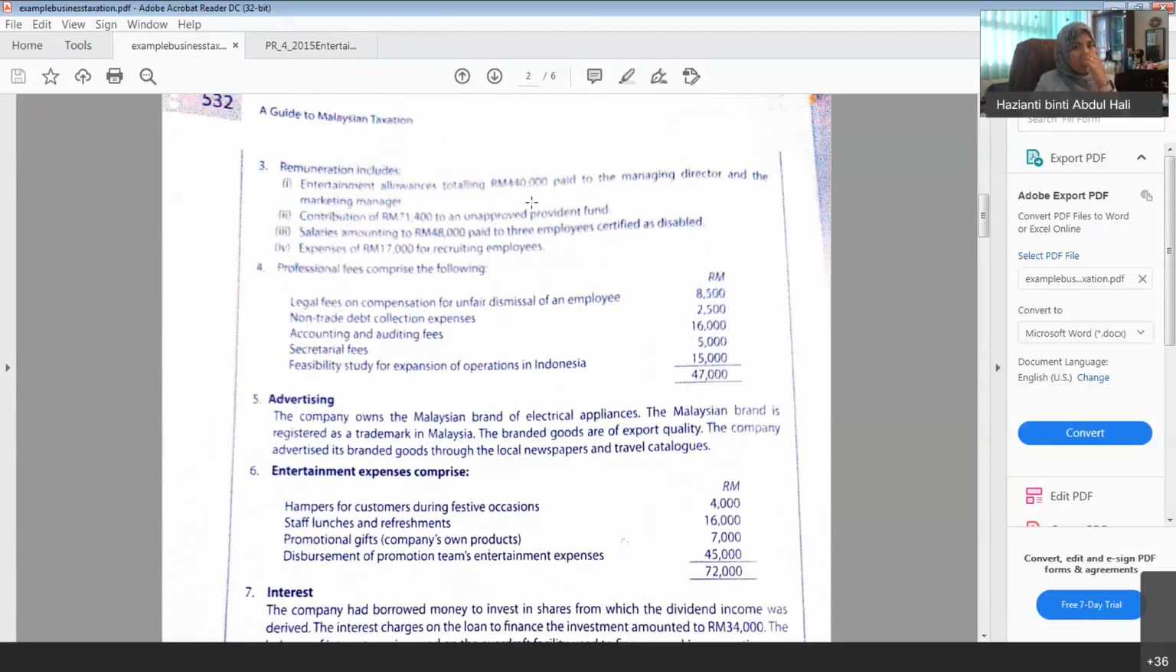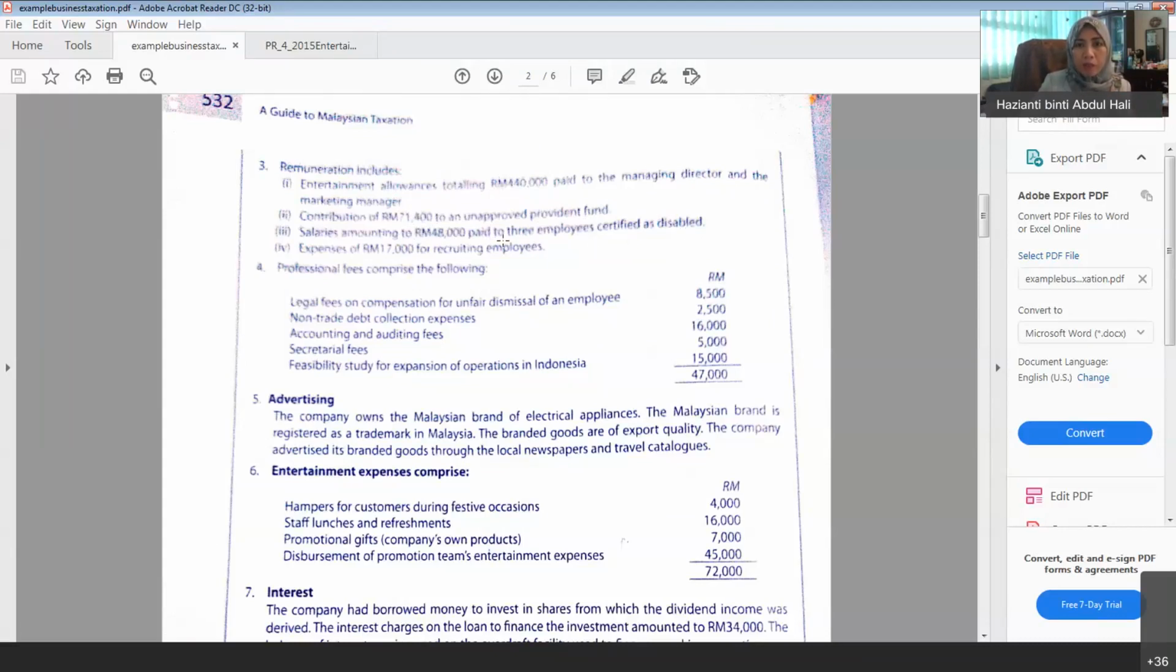Ni kita kena tengok. Ni boleh tolak semua ke? Boleh tolak half je. And then contribution to an unapproved provident fund. Okay, tadi kita dah tengok kan, double pula. Business deduction tak boleh pergi ke unapproved fund, mesti approve. So ini dia dah tolak dalam income statement, but we have to add back lah sebab this one dia tak boleh tolak.